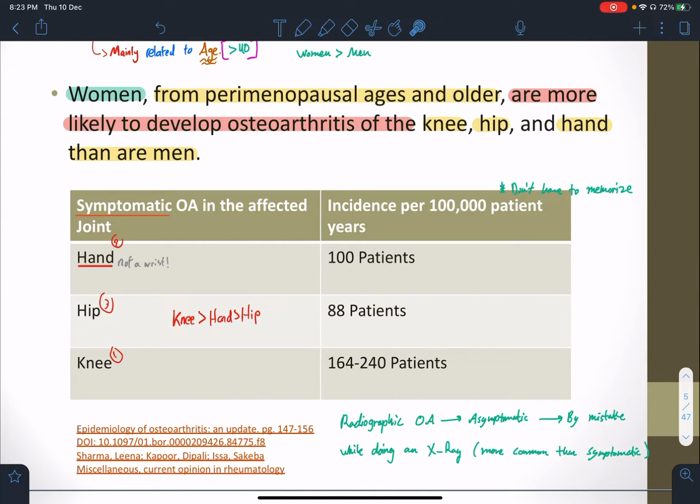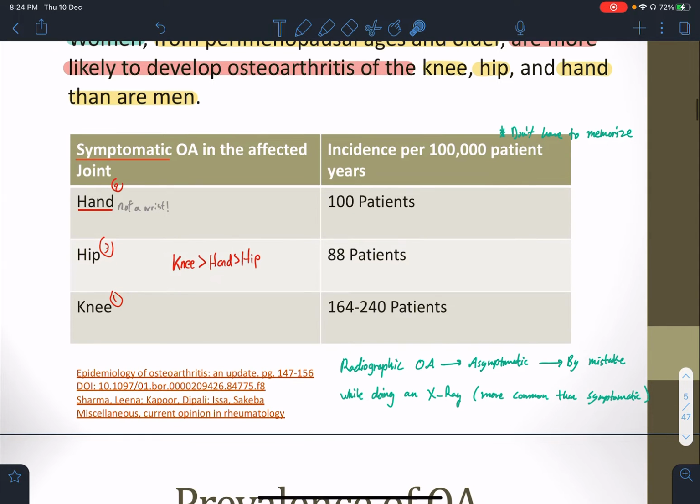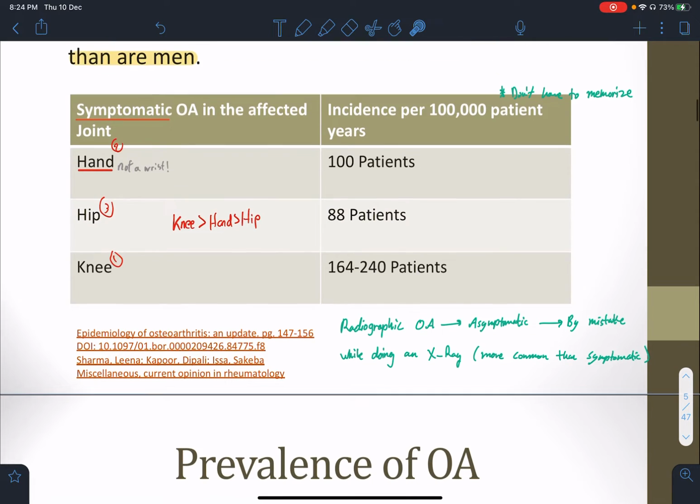From this table, from these findings, you can say that you can find symptomatic osteoarthritis in the knee joint, and you can find it in the hip and the hand. The difference between the hip and the hand is that some studies say the hip is more common and others say the hand is. They're switching places, taking second place, either the hip or the hand, but it's always the knee. Osteoarthritis is present in the knee most of the time, not always but most of the time.